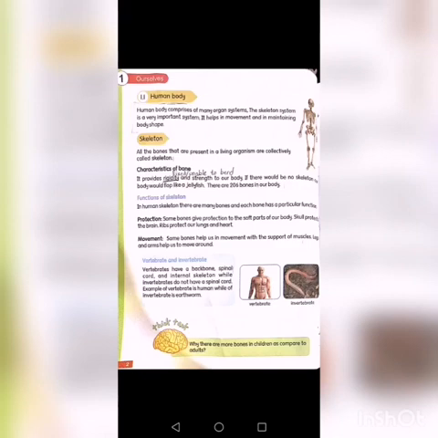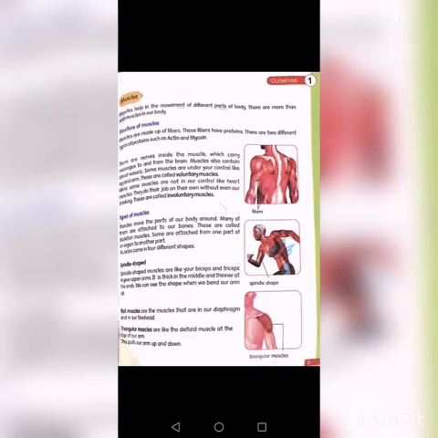So our next heading is vertebrates and invertebrates. Vertebrates have a backbone, spinal cord, and internal skeleton, while invertebrates do not have a spinal cord. Example of vertebrate is human, while of invertebrate is earthworm. Students, move to page number 3.